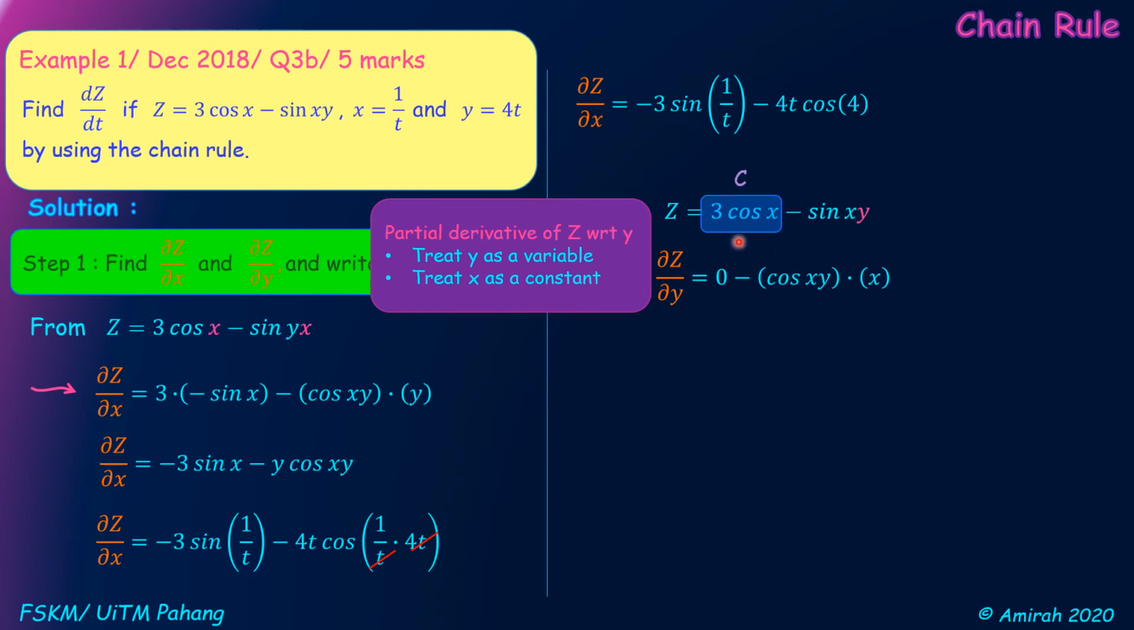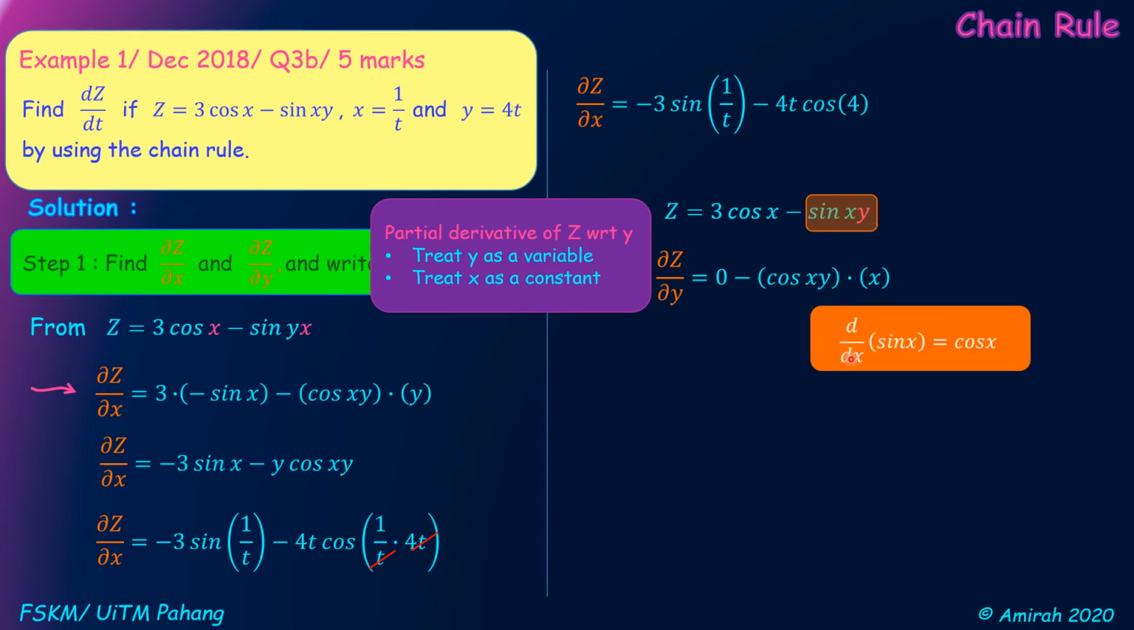Alright, so from here, now we treat x as a constant, which means 3 cos constant equals a constant. So when we differentiate any constant, it equals 0. That's why we get this. Okay. And then to differentiate sin xy, we can refer to this formula. When we differentiate sin x with respect to x, the answer equals cos x. So when we differentiate sin with variable y with respect to y, the answer equals cos xy.